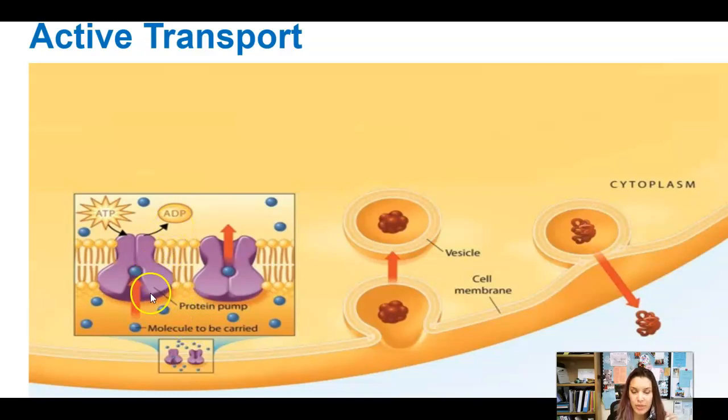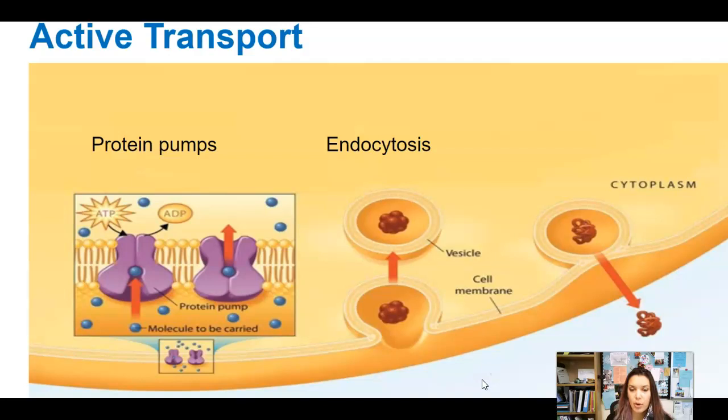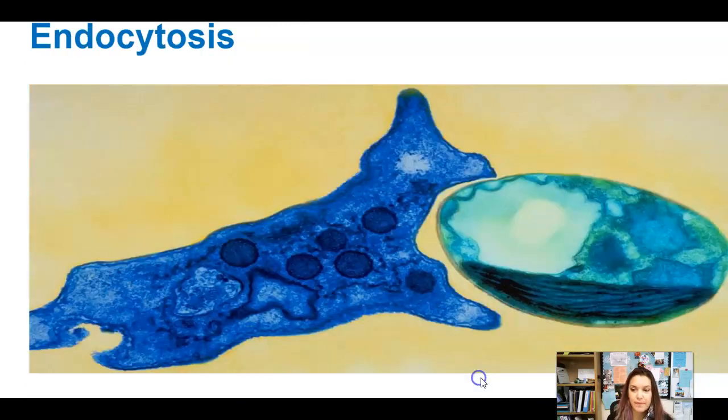But we talked about protein pumps being in the cell membrane, and these protein pumps require energy in order to pump molecules through the cell membrane. Typically, they encase the material in a vesicle to move it out of the cell as well. So these are the two different types of active transport. We call it endocytosis when a vesicle moves into the cell, and exocytosis. Exo is like exit, it leaves the cell.